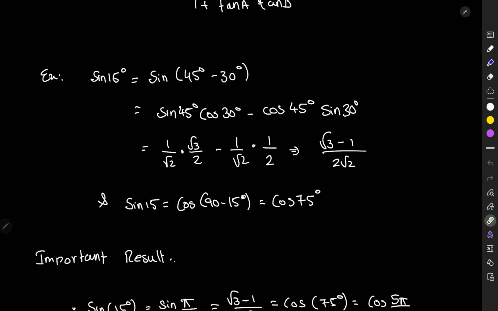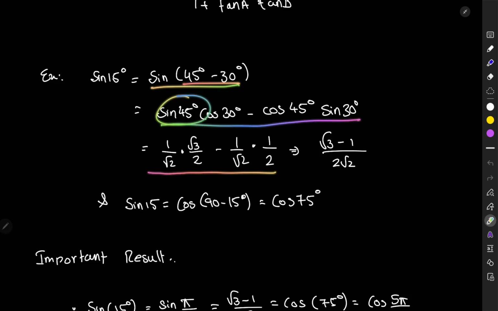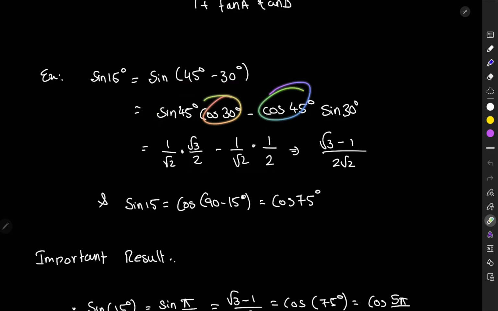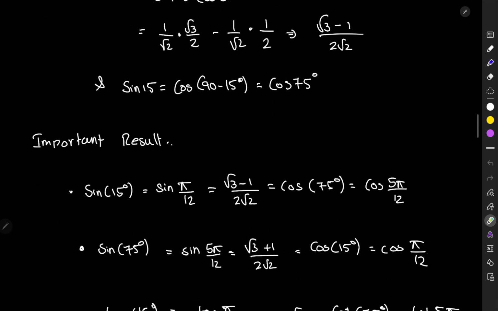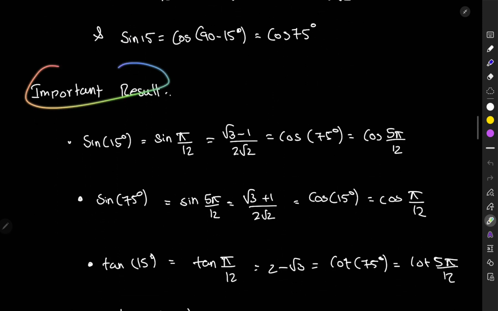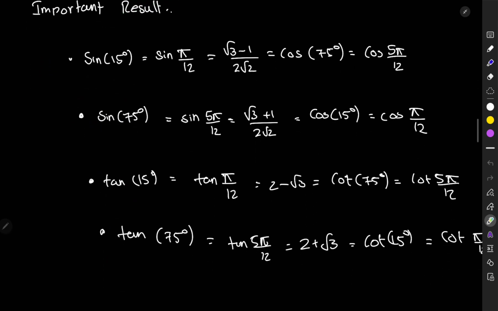30, right? So by the sine A minus B formula, I can expand this. Apply the values: sine 45 value you know, cos 30 value you know, cos 45 and sine 30 you know. Apply all the values and get the answer. That's how you will find the sine 15 value, cos 15 value, all those values. Fine. So just remember these sine 15, sine 45, these are very important values.